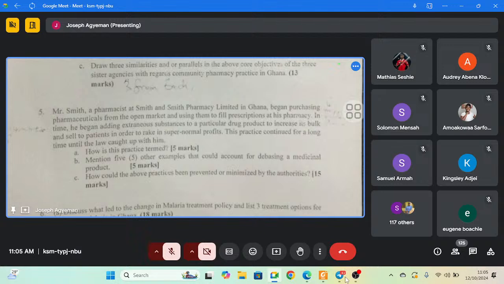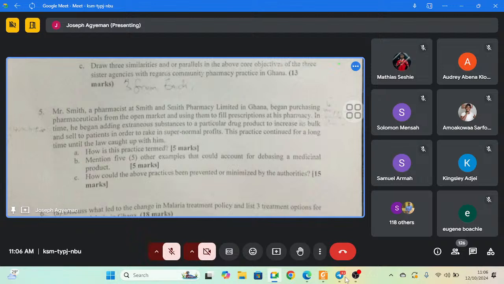Mr. Smith, a pharmacist at Smith & Smith Pharmacy Limited in Ghana, began purchasing pharmaceuticals from the open market and using them to fill prescriptions at his pharmacy. In time, he began adding external substances to a particular drug product to increase its bulk and sell to patients in order to rake in supernormal profits. This practice continued for a long time until the law caught up with him.